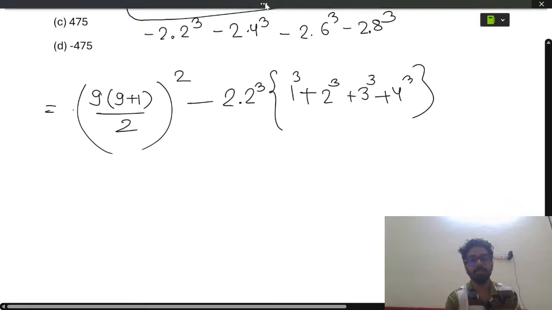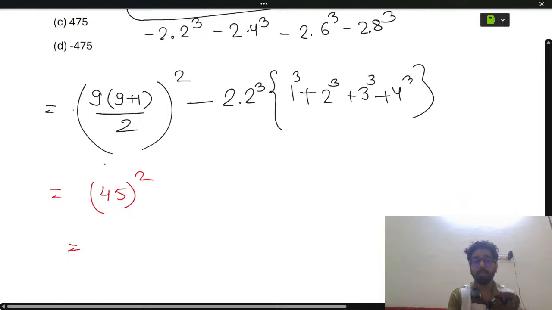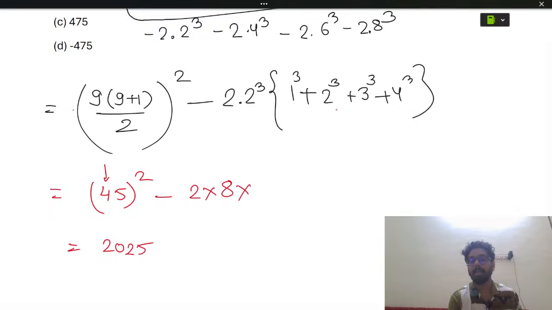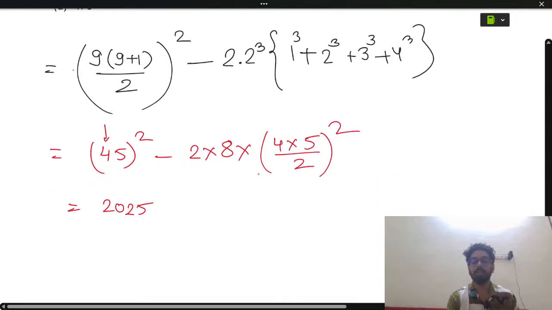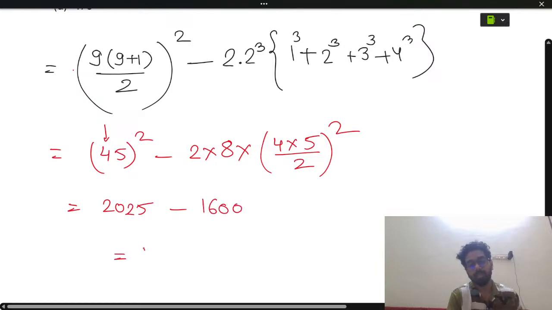Okay, so again apply the formula. This part is 9 into 10, 90 by 2, 45 square. Those who do not know how to calculate squares fast, for a number ending with 5, you multiply 4 with 5, 20, then 25. That's the square. That's a technique, guys. 2 into 2 cube is 8. Multiply. Again same thing, (n(n+1)/2) whole square. So this will be 2 into 5, 10, this is 100. 100 into 16 is equal to 425. See how easily we have got the answer for this question.